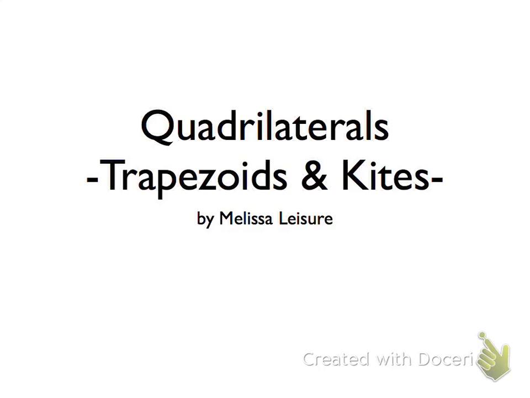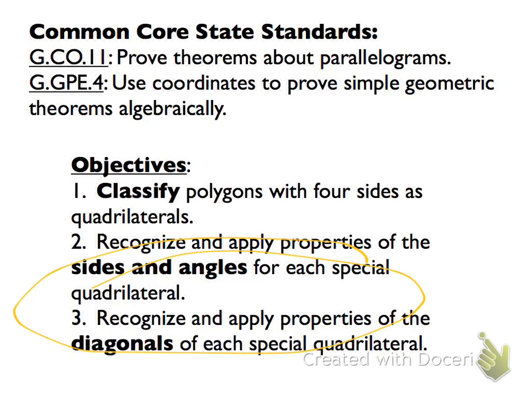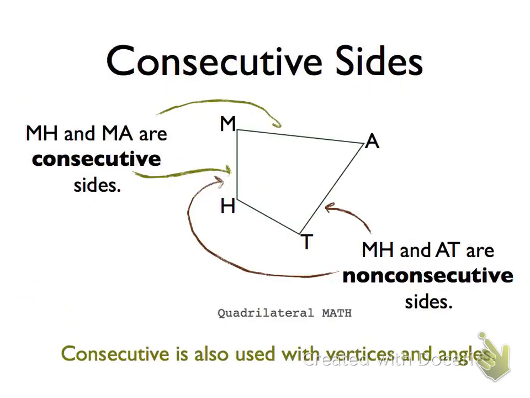We're talking about quadrilaterals today, specifically the trapezoids and the kites. This is the last unit on quadrilaterals. Yippee! Alright, so trapezoids and kites, here we go. We're still talking about those two bottom objectives, the sides, angles, and the diagonals that we're going to be applying and getting to know. Consecutive sides, we're going to be using that today with kites, so please remember those.